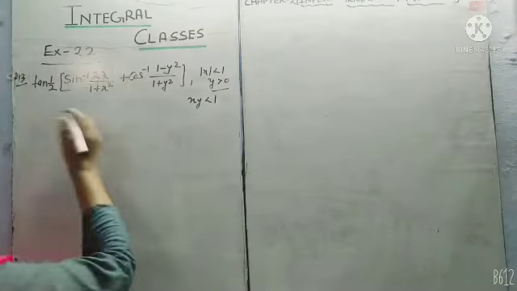Now student, we will use these two trigonometric properties. We will replace here: tan inverse of 1 by 2 times 2 tan inverse x plus 2 tan inverse y. Now we will take 2 outside and cancel it with 1 by 2, then we will get tan inverse x plus tan inverse y.